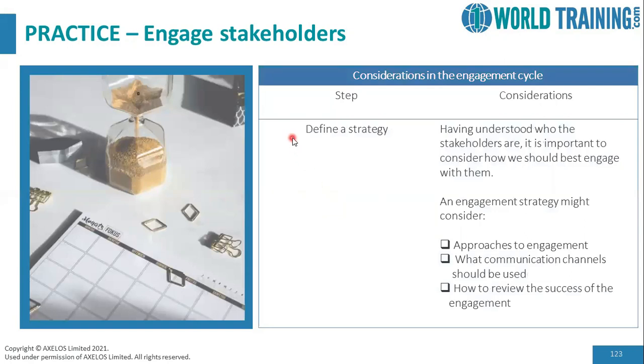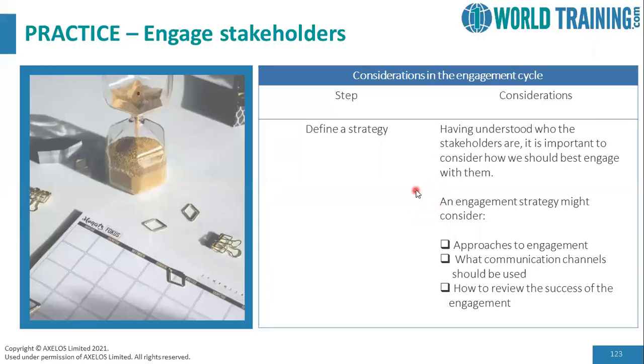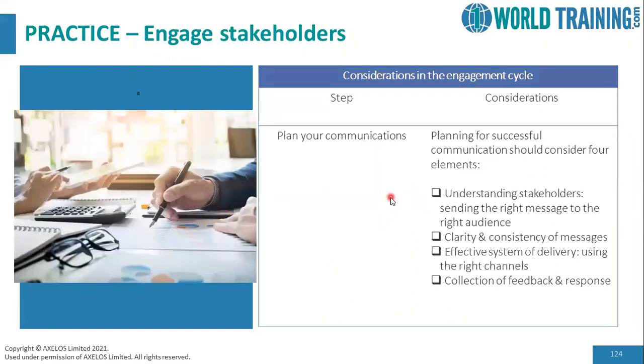Once the stakeholders are identified and analyzed, then it is about defining a strategy for them, meaning how to best engage with them. Engagement strategy should consider approaches to engagement, what communication channels to be used, and how to review the success of the engagement. Channels, for example, could be face-to-face, over the phone, through video conferencing, through a presentation or newsletters, and so on. Engagement could also happen through feedback sessions, surveys, etc.